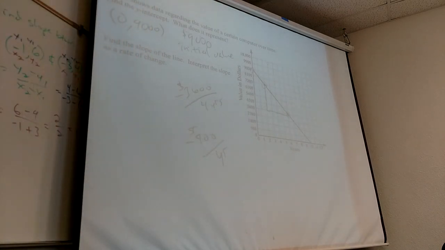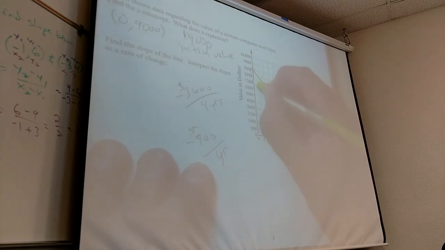Now me, I would have picked this point and that point. It would have been down 1800 over 2. 1800 divided by 2 is still 900. It doesn't matter which point you pick.